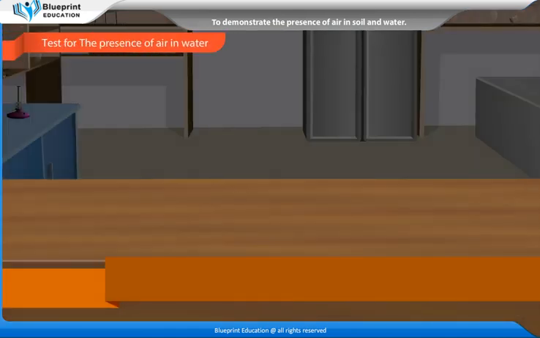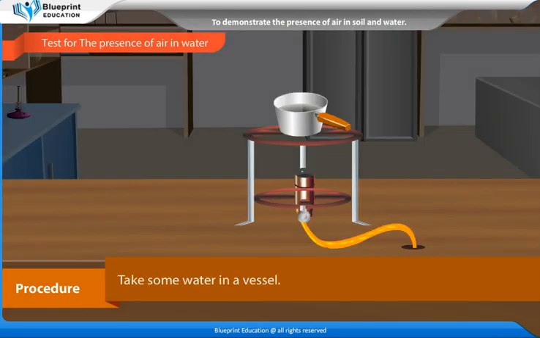Test for the presence of air in water. Procedure: take some water in a vessel. Heat it gently on a gas burner. Observe the water as it begins to heat.